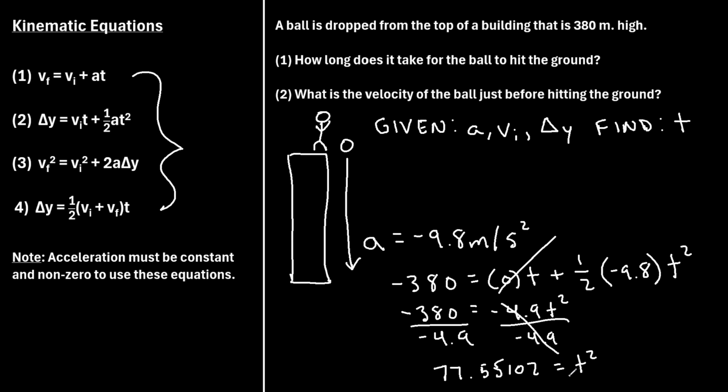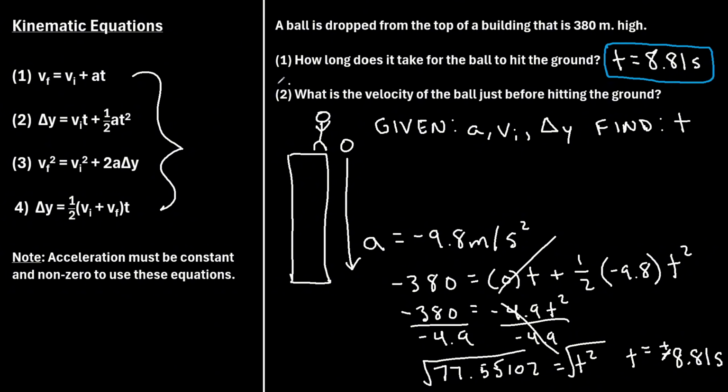So to solve for t, we're just going to take the square root of each side. And the square root of 77.55102 turns out to be t equals plus or minus 8.81. And our units are seconds. Now, time can't be negative, so we're not going to use the negative version. So our final answer is going to be 8.81 seconds. That's how long it will take for the ball to hit the ground. So let's go ahead and write that right here.